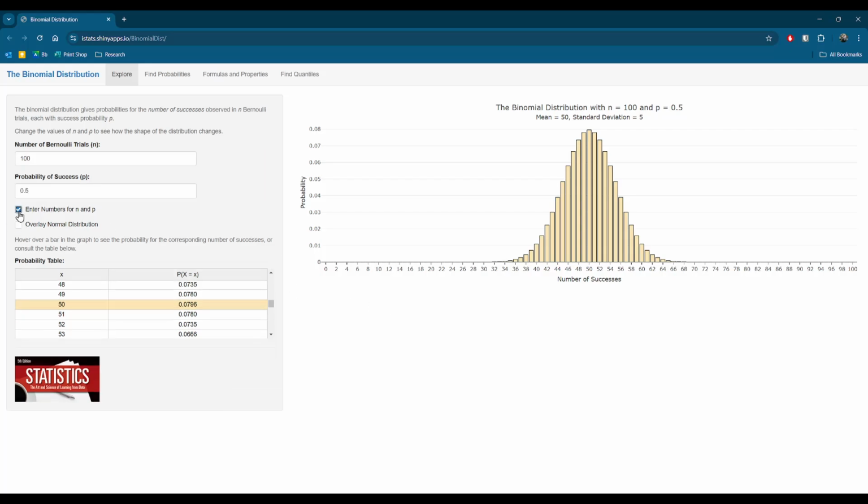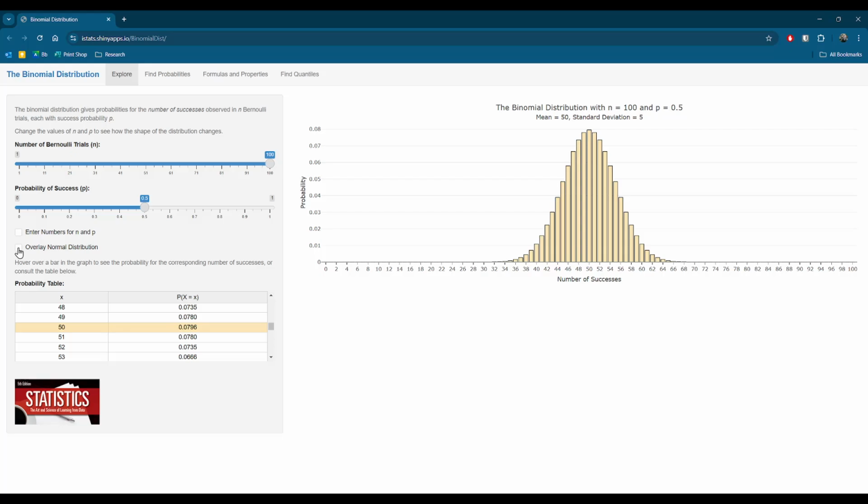You can also click this checkbox to enter your own numbers in for n and p, and you can click this box to overlay a normal distribution. Notice that we see that this is still roughly symmetric, and actually this one's exactly symmetric, but we can also see that it's approximately bell-shaped there. Notice what happens though as we kind of shift that probability of success.